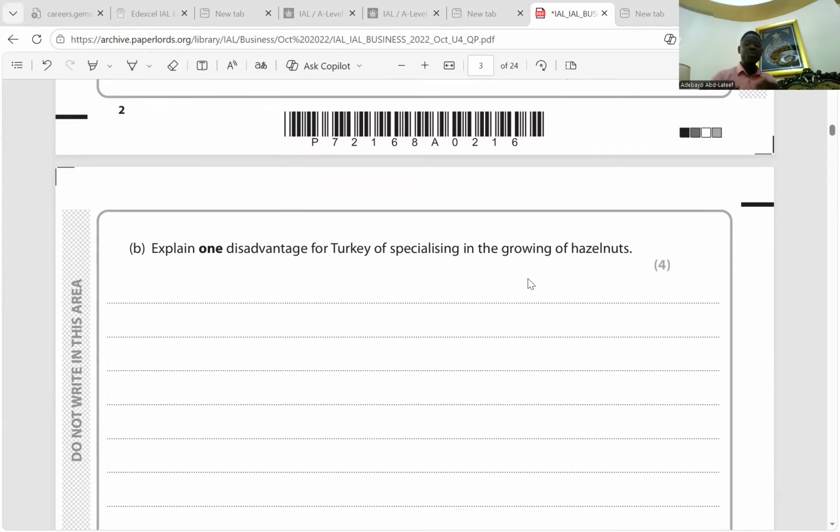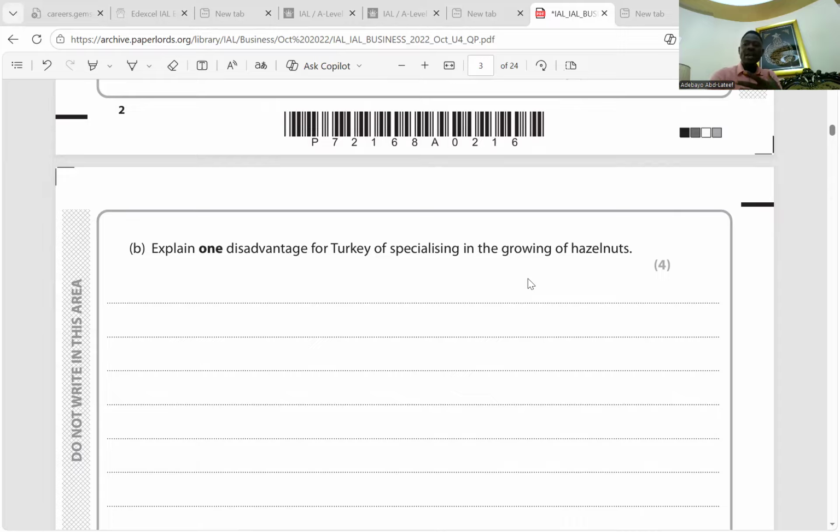So I wouldn't even need to talk further because we already know that there was an external shock. So the disadvantage about specialization is external shock. You are exposed to external shock. So here I wrote, external shocks are beyond the control of Turkey. Turkey relies heavily on the production of hazelnuts as it produces 75% of global output. So Turkey has been affected by extreme weather and insect infestation.